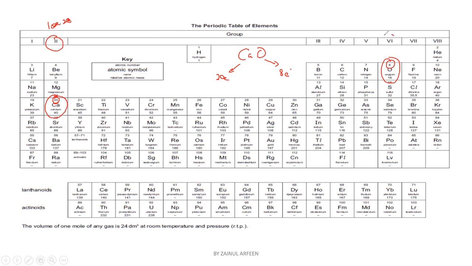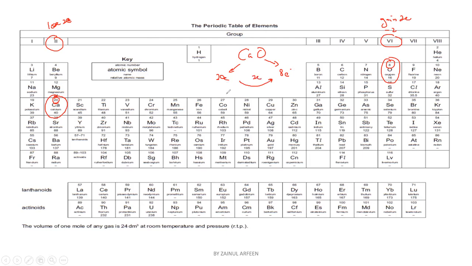And group 6, the valency is -2. So if valency is -2, what does it mean? It means it will gain 2 electrons. So when calcium will react with oxygen, the 2 electrons from calcium will transfer to oxygen.